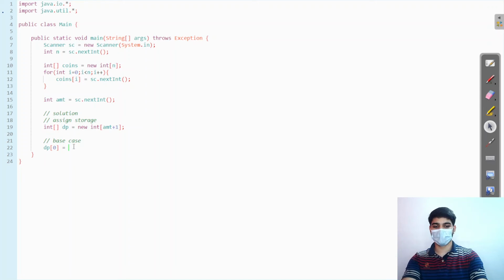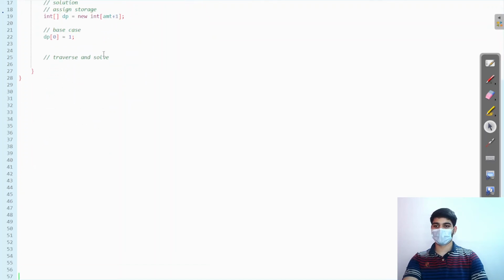So dp of 0 is 1, right? Now what we have to do is traverse and solve, right? Let's see how we can do that. Okay, so the very first thing, we have to pick a coin, and using that coin we have to iterate over amount. So we would have a loop running on coins, right?